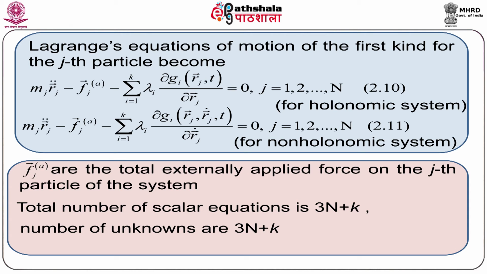We have already mentioned that Fj vector superscript a are the total externally applied forces on the jth particle of the dynamical system we are considering. Here the total number of scalar equations is 3N plus k. We have N particles, so Rj varies from 1, 2 up to N. Each Rj has 3 components, so we have 3N, and k is the number of constraint relations, so we have 3N plus k equations, whereas the number of unknowns is 3N plus k. So, a unique solution is possible.